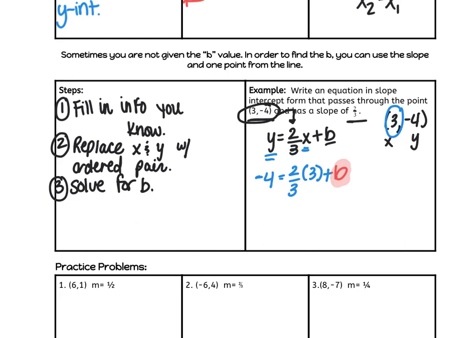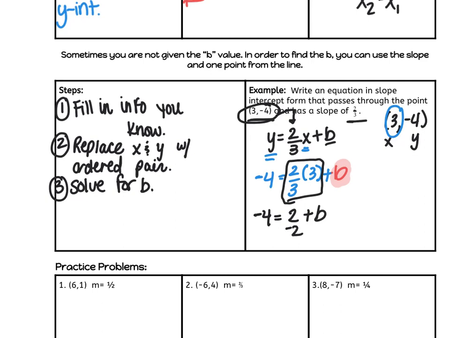First step is always combine like terms if possible. I'm going to multiply 2/3 and 3. Use your calculator, use your brain, whatever you need to do. I know that 2/3 times 3 is going to give me 2. So I'm going to have negative 4 equals 2 plus b.